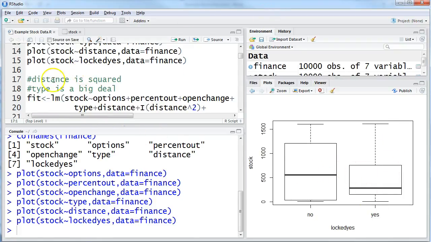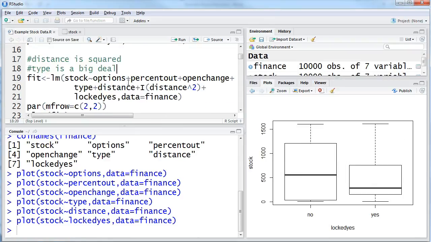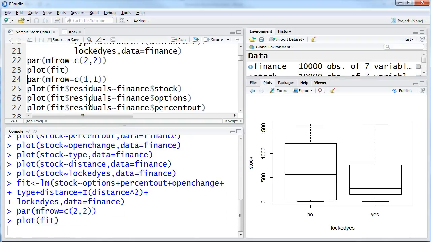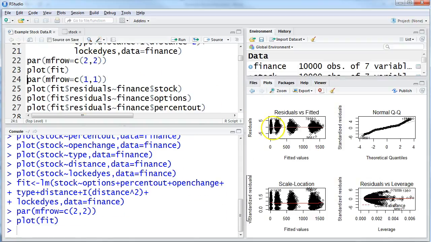So what do I know so far? Distance is squared and type is a big deal. So I made my fit, and I did distance and distance squared because I think it should. I also made sure type was in there. And when I ran this, I looked at the residuals, and there's clumping here, and there should be, right? Because we have 4 different groups which all have very different predicted values.